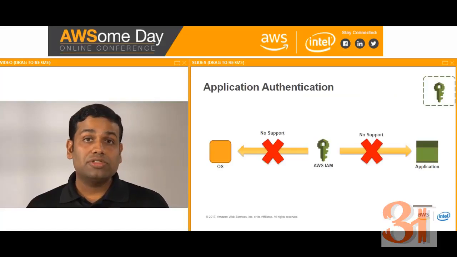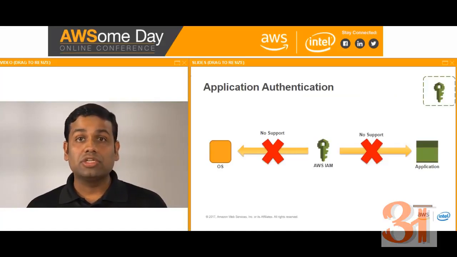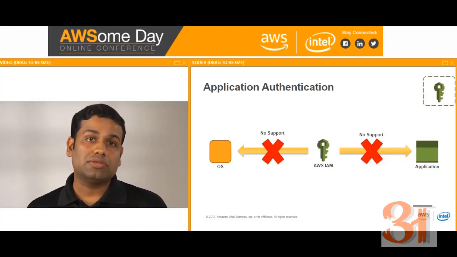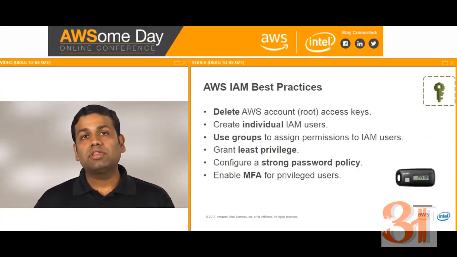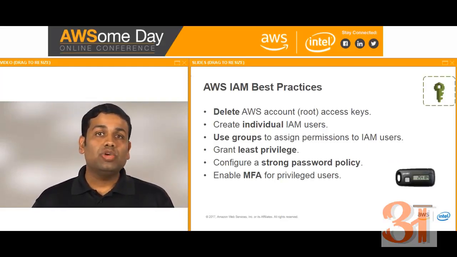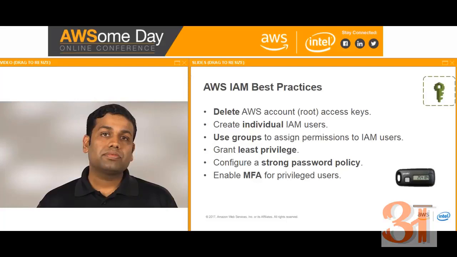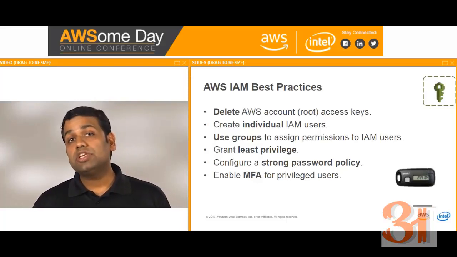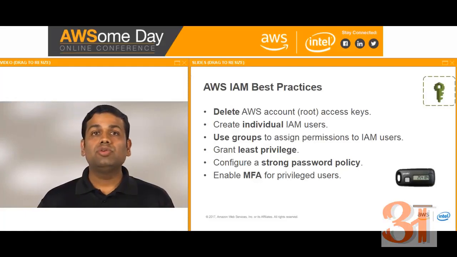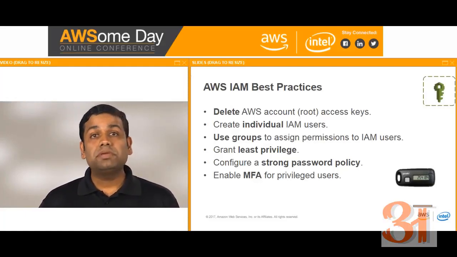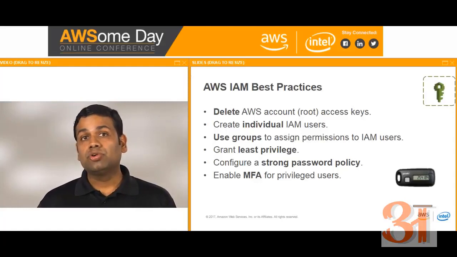Please note, AWS IAM authentication does not apply to OS or application authentication. Some of the best practices for AWS IAM are similar to the ones we use at our workplace today. Never provide root access for daily administration. Always grant users least privilege, or even better, delegate permissions using IAM roles.